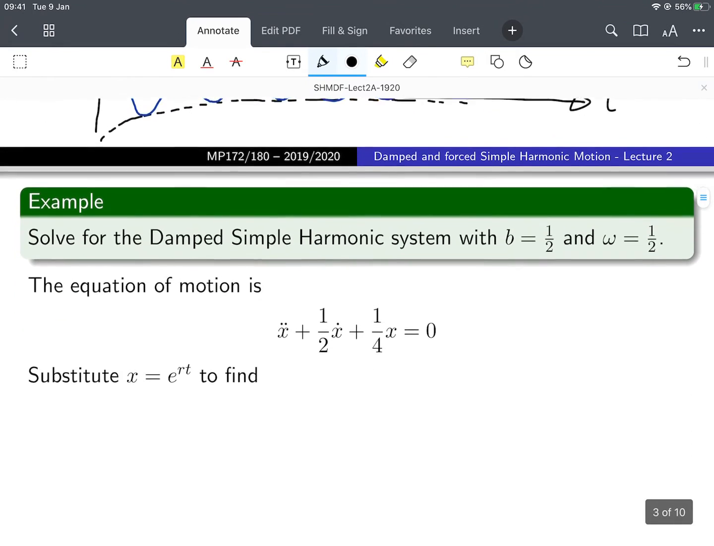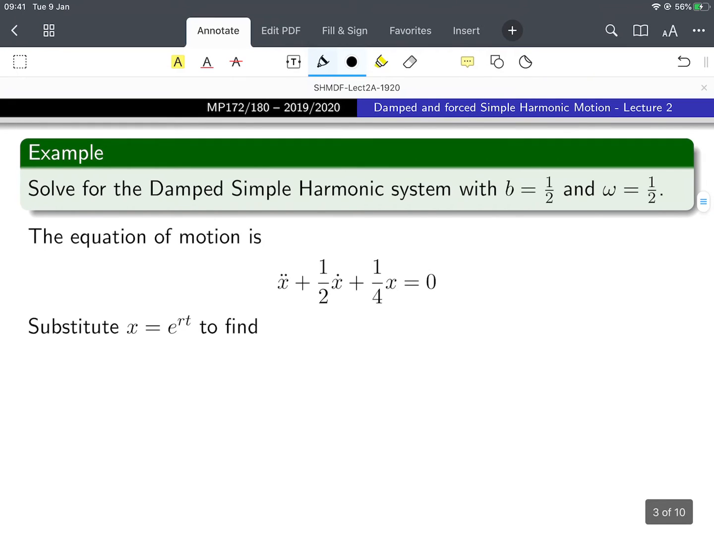We're just going to do an example now, and let's see how it goes. So in this case, b is a half and omega is a half. Remember that the equation of motion is x double dot plus b x dot plus omega squared x equals 0, which here reads as follows: x double dot plus a half of x dot plus a quarter of x. Omega squared is a quarter if omega is a half.